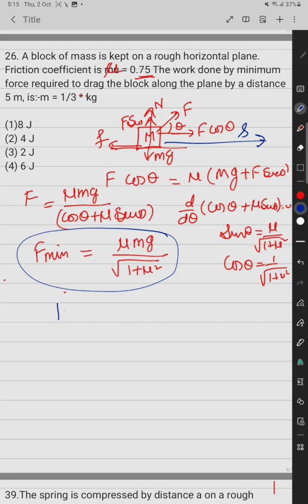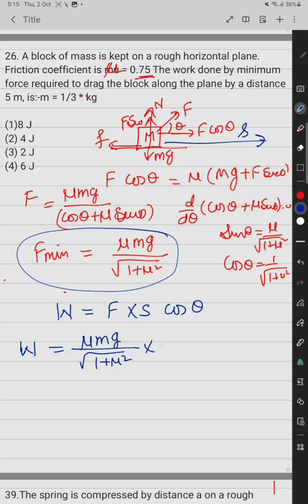is suppose s, then the work done by this minimum force is equal to F s cos theta. Theta is the angle between the applied force and displacement. Then we know the work done is equal to, force is mu mg under root 1 plus mu square, and displacement is suppose s, and cos theta is 1 divided by under root 1 plus mu square. Therefore it is mu divided by 1 plus mu square, into mg into s, and m is given, m is equal to 1 by 3.